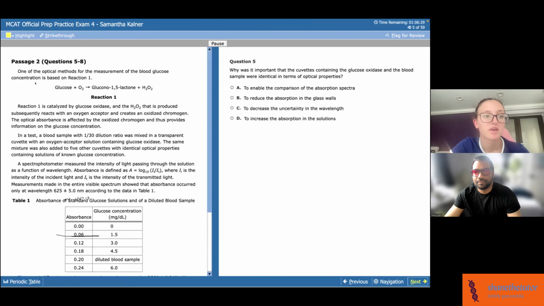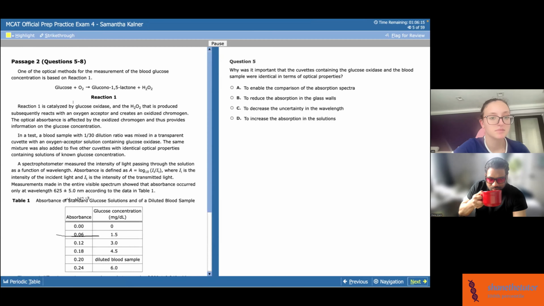Okay. One of the optical methods for the measurement of blood glucose concentration is based on reaction 1. So glucose and O2 give gluconolactone and H2O2. Reaction 1 is catalyzed by glucose oxidase, and the H2O2 that is produced subsequently reacts with an oxygen acceptor and creates an oxidized chromogen. All right, I'm going to ask you a couple of things.